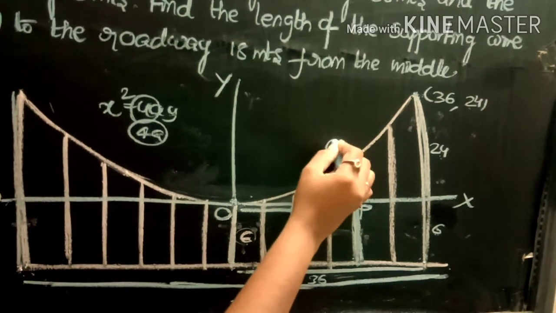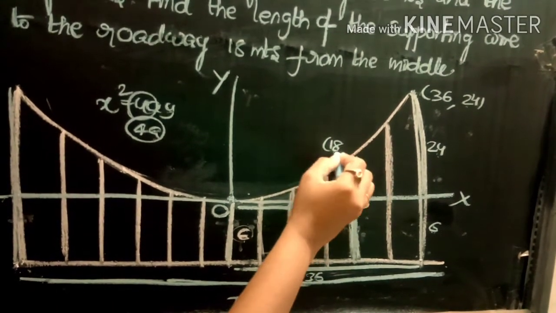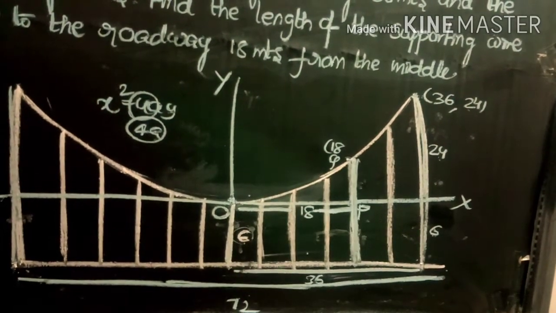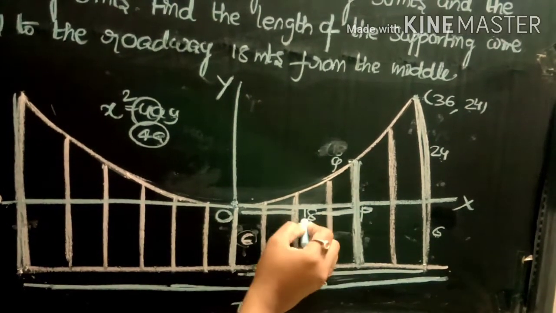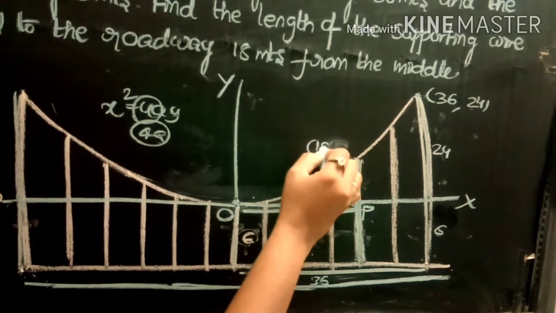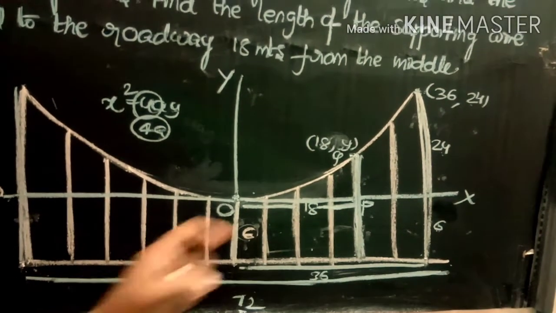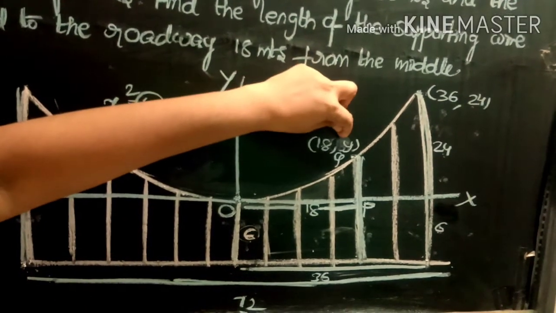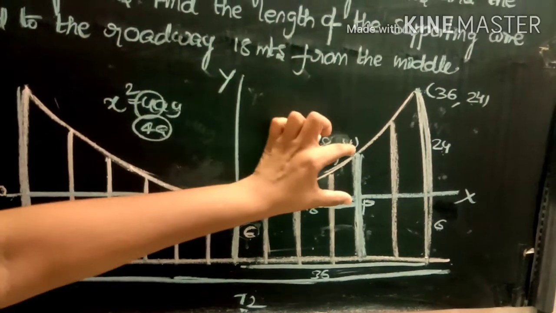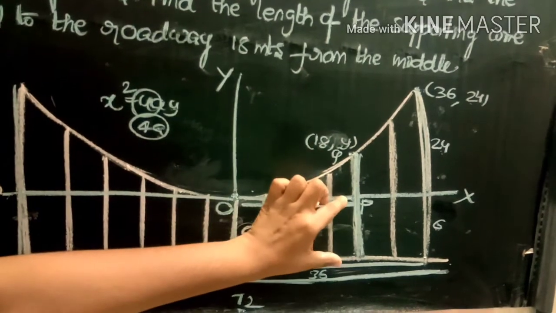So here we take this point's coordinates. Suppose this is point Q. Now we take the coordinates of Q. The distance on the x-axis is equal to 18, that is, the x coordinate is equal to 18. We don't know the y coordinate, so we take that value as y. Now we want to find the y value. So here the y value is nothing but this value.